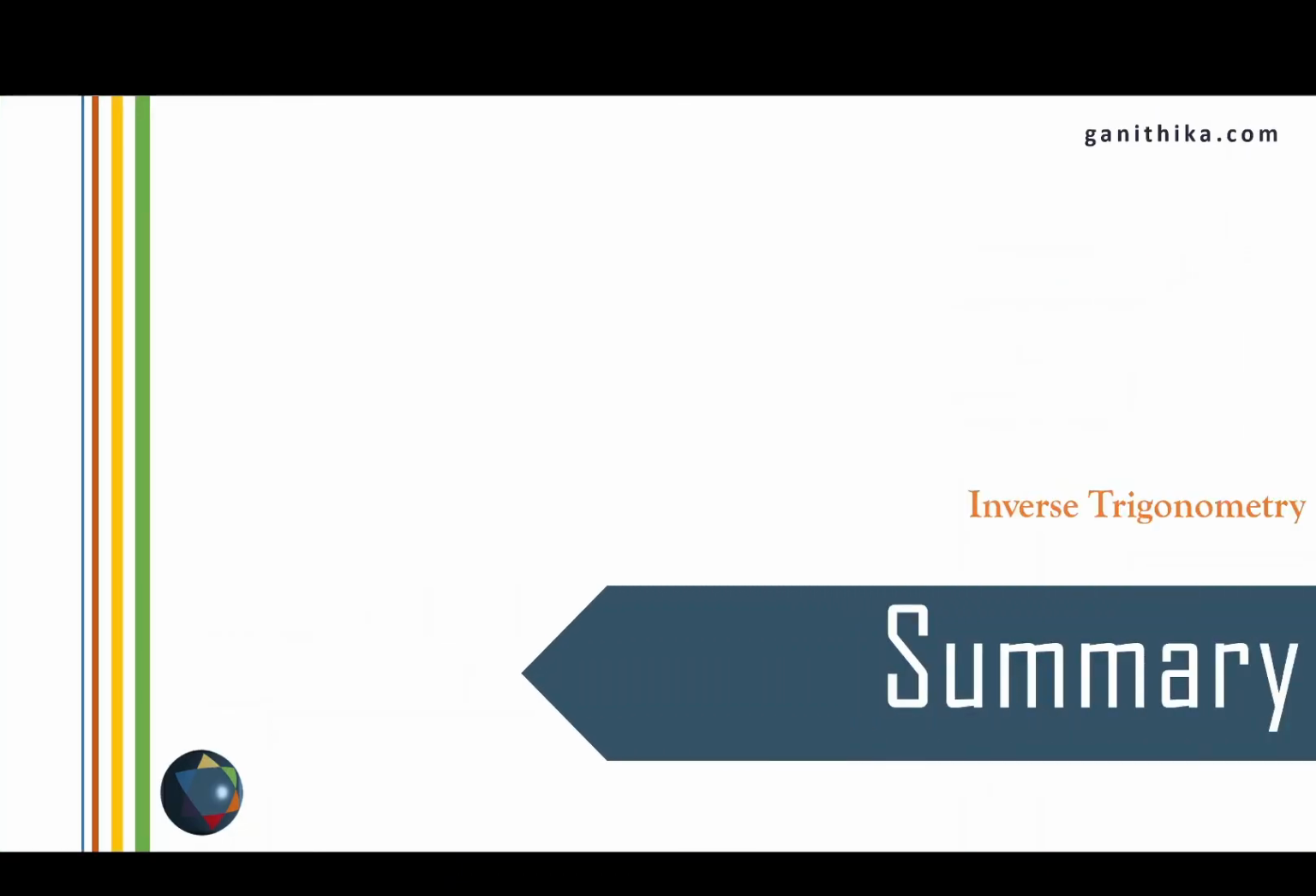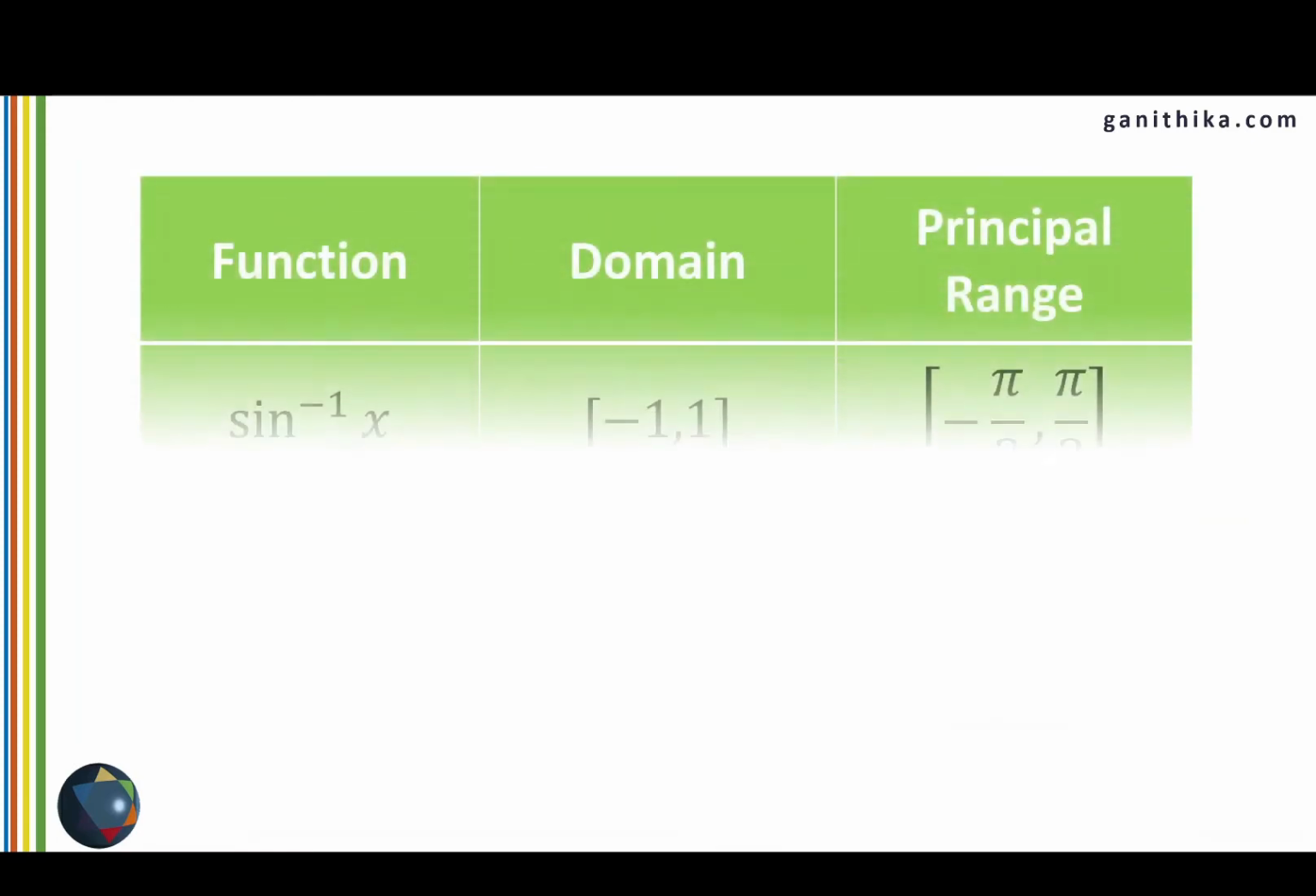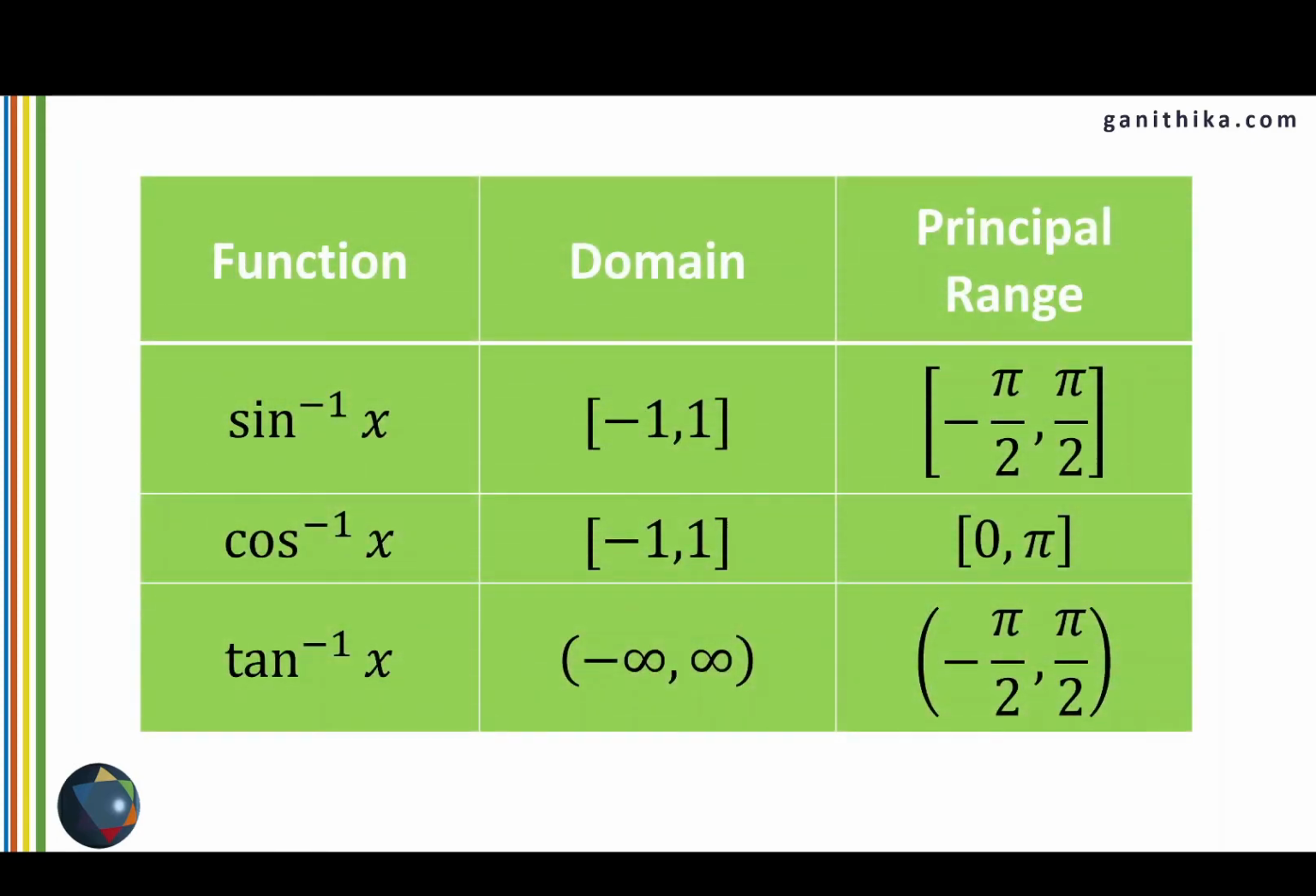Let's summarize what we just learned. Sine inverse of x, domain was minus 1 to 1, both inclusive, and the range was minus pi over 2 to pi over 2, both inclusive. Cos inverse of x, negative 1 to 1, both inclusive, and principal range is 0 to pi, both inclusive. Whereas for tan inverse of x, all real numbers is the domain, but the principal range is negative pi over 2 to pi over 2. The endpoints are not included in this range.